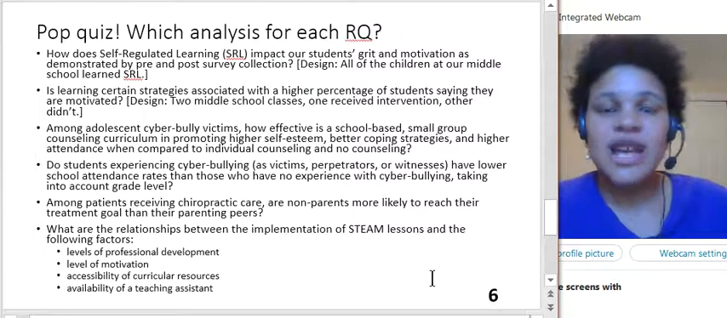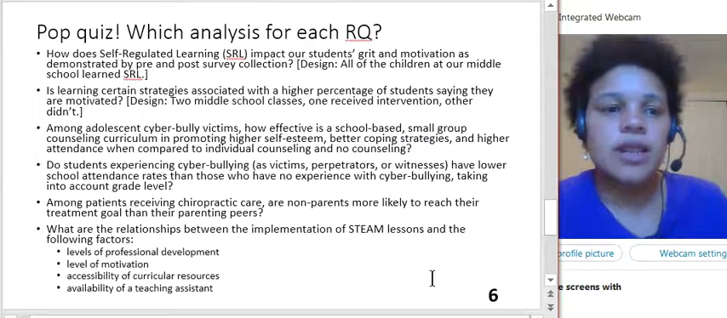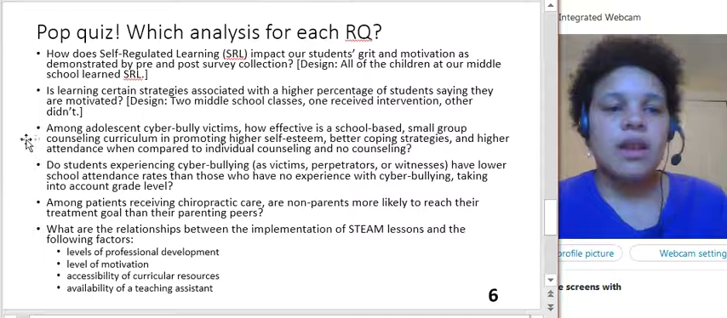Two middle school classes, that's two groups, very clear, that's t-test. Now the first one was paired sample t-test. The second one, independent samples t-test.